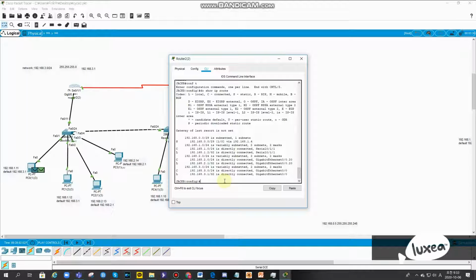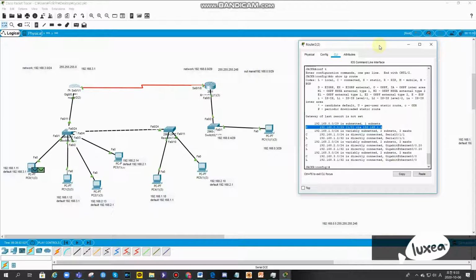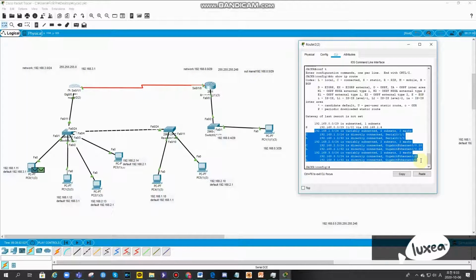When you put this command, you can easily see C, L, C, L, as I mentioned in the previous lab. So there's a list. L is local, C is connected, S is static, and R is RIP. So let's see S. S means I connected routers together. It is static routes, as you can see, static in here, and other things that I connected before.